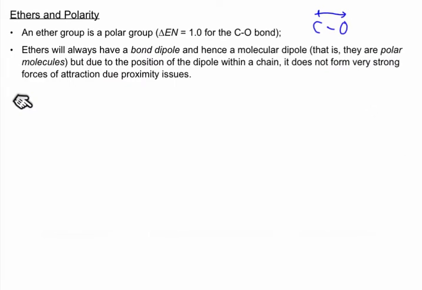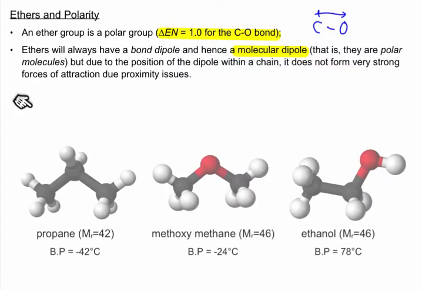So let's look at ethers and polarity. An ether group is going to be a polar group. A C–O bond is polar, delta EN of about 1.0, so that gives rise to polarity in the molecule. And so with the bond dipole present, you're going to have a molecular dipole, polar molecule. But the positioning of this dipole within a chain means that the proximity to other molecules is somewhat limited. And so you're not going to have the sort of high boiling point because of a polar group.